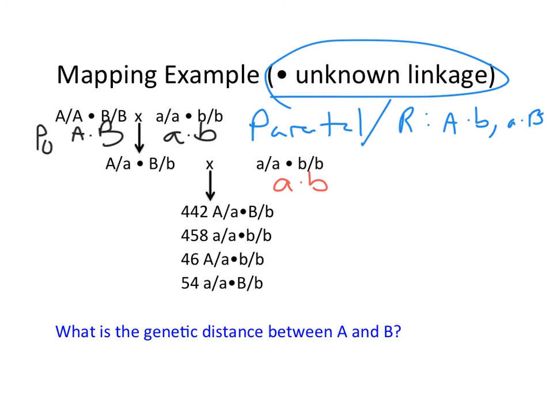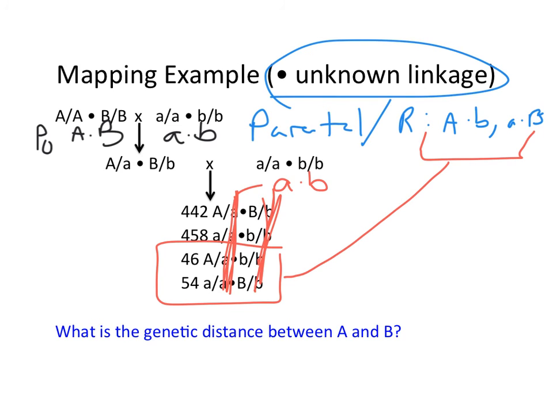Tester individual produced little a, little b, and gave one of those to every single F2. So we know that those little a's and little b's that are in those genotypes all came from that parent. So which are the recombinant genotypes? The bottom 2, the big A with the little b, and the little a with the big B.